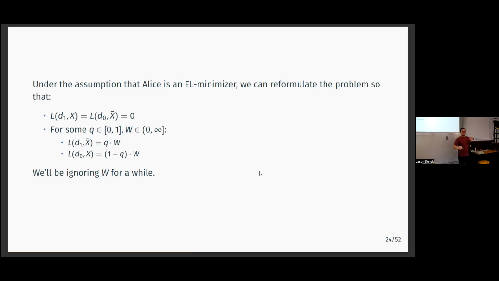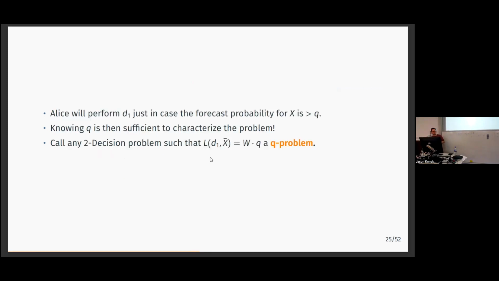So the idea is for these Q problems, for a given Q problem, all that matters is which side of Q your forecast is on. W doesn't really matter at this point. Still good? All right.